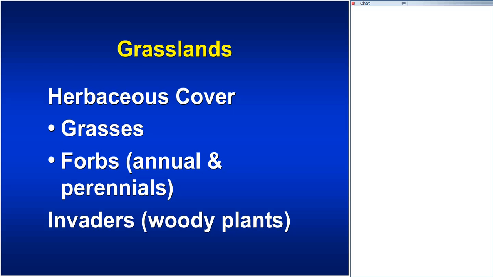Also on grassland, woody plants are often invaders, and that's something to be focused on, understanding the relationship of woody plants coming into a grassland setting. So in the hill country we have ash juniper, but in East Texas it could be yaupon, and so there are a variety of different woody plants that can be a problem for grasslands.